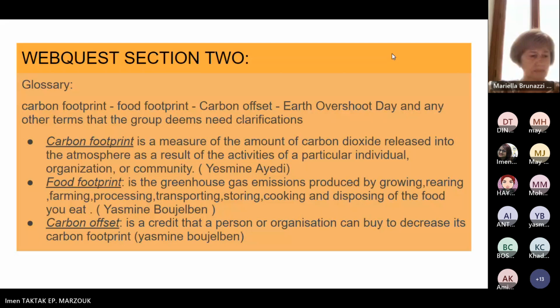Carbon footprint is a measure of the amount of carbon dioxide released into the atmosphere as a result of the activities of a particular individual, organization, or community. Food footprint is the greenhouse gas emissions produced by growing, rearing, farming, processing, transporting, storing, cooking, and disposing of the food you eat. Finally, carbon offset is a credit that a person or organization can buy to decrease its carbon footprint.